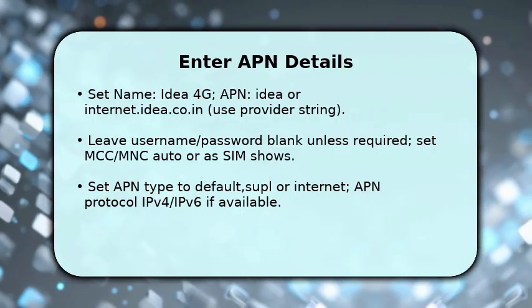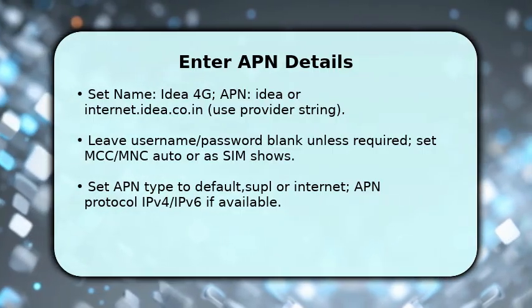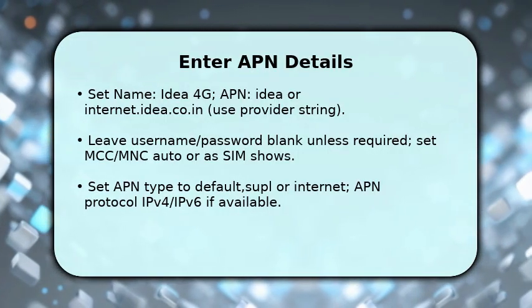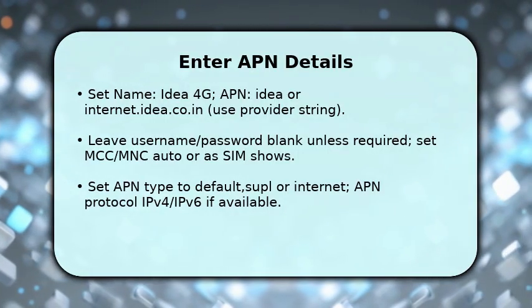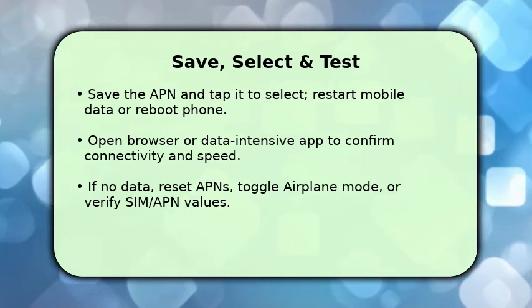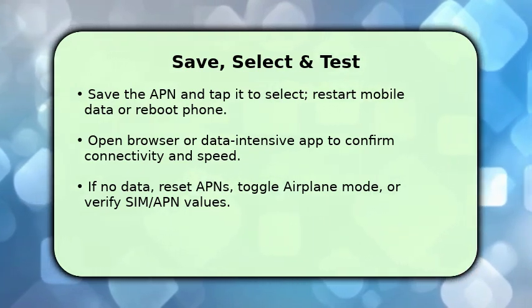Then set APN type to default, SUPL, or Internet, and choose APN protocol IPv4/IPv6. Finish by saving the new APN profile and selecting it as active. Then toggle mobile data off and on or reboot your phone to force a fresh connection.